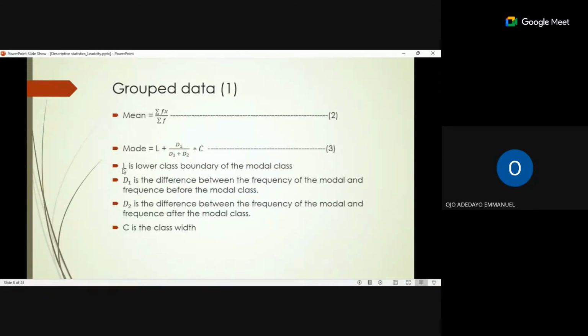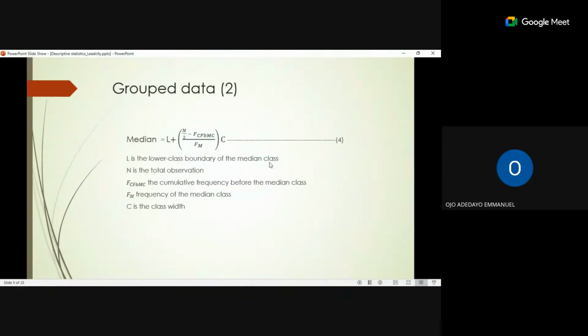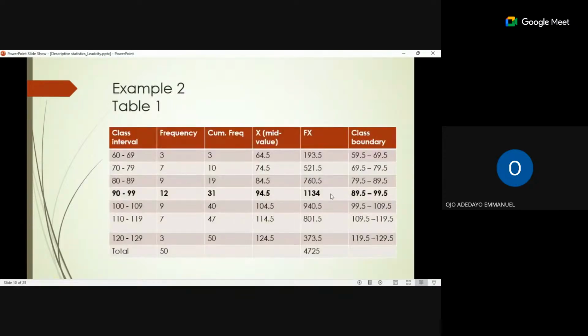Let's go back to the formula. Now, what is now the L? L is the lower class boundary of the modal class. Let's go back to our table. Now, look at this table now. The lower class is the 89.5, while the upper class is 99.5. Remember that we first of all locate our modal class, which is 12. Now, we trace it down to the class boundary. We have the class boundary of the modal class to be 89.5 to 99.5. Now, from 89.5 to 99.5, 89.5 is the lower class boundary of the modal class, while the 99.5 is the upper class boundary of the modal class. Now, let's move to the formula.